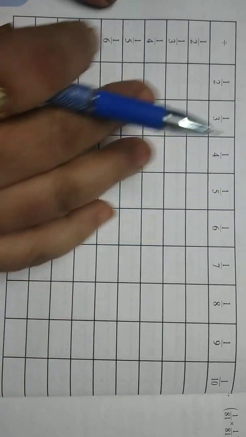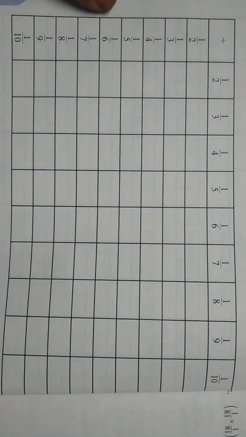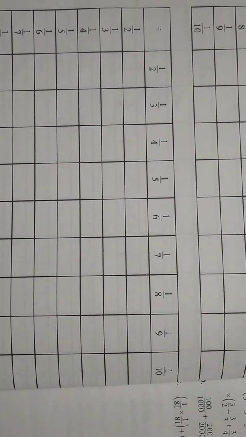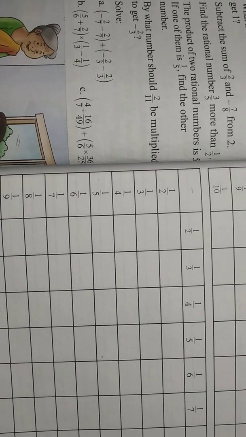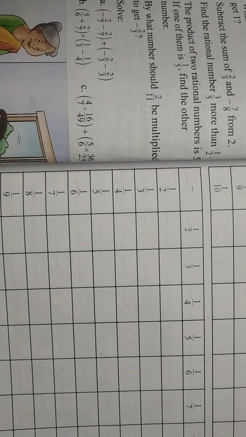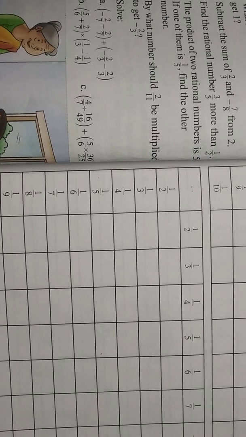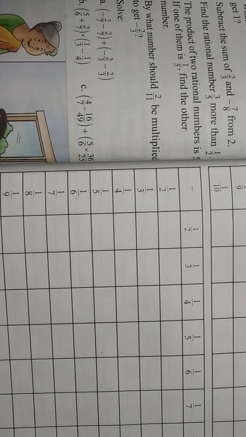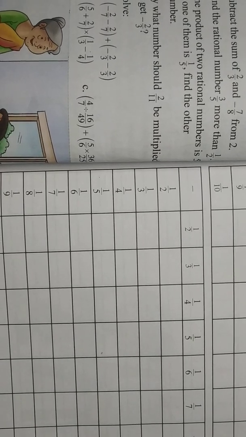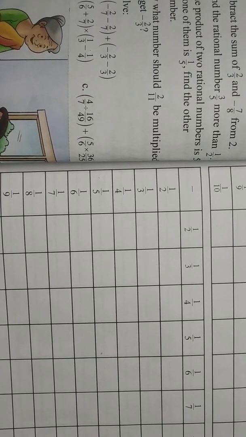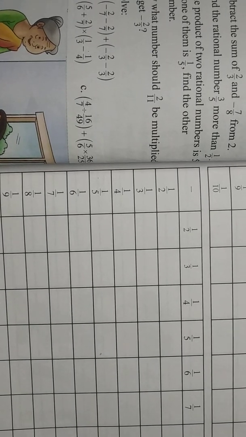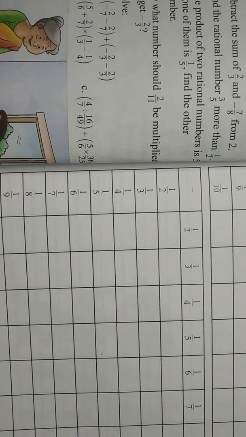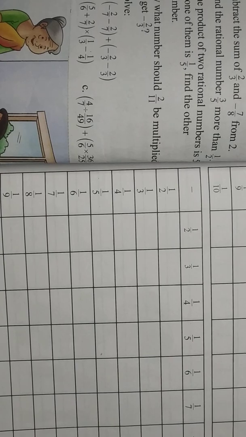This way you have to complete these 4 tables: division, multiplication, addition and subtraction. You have to do these 4 tables as homework, then you will be clear. Please do this, and offline we will collect it and check. You can do this in your copy as homework. Thank you.